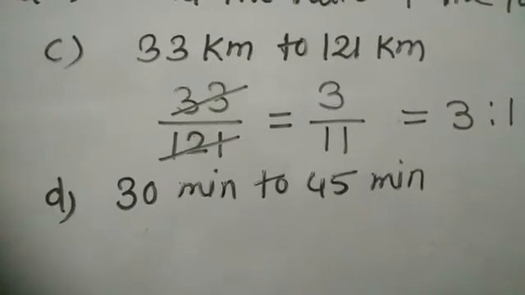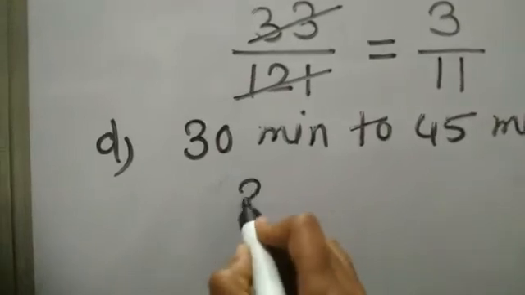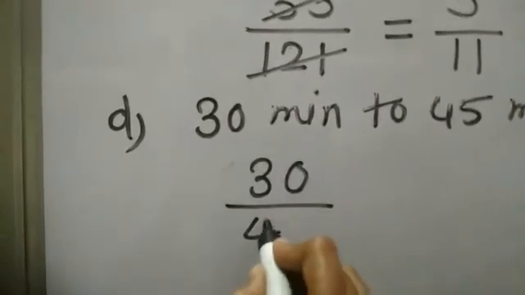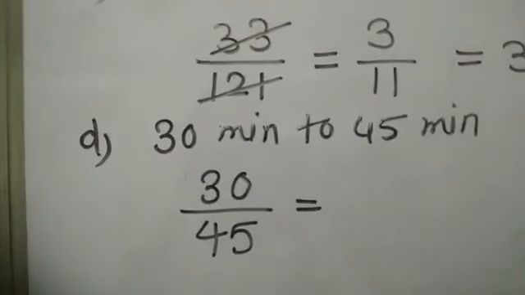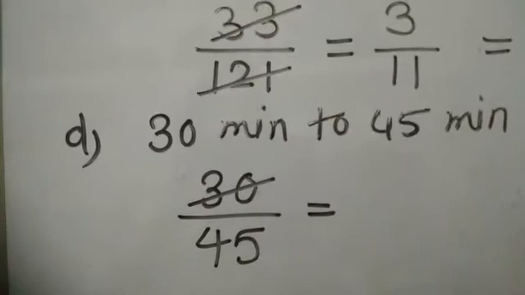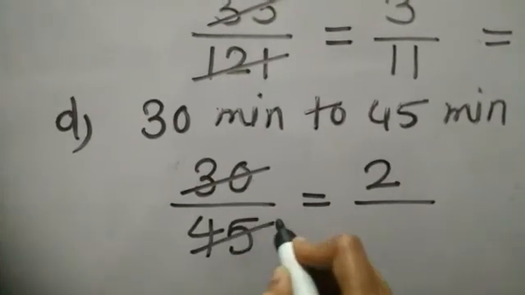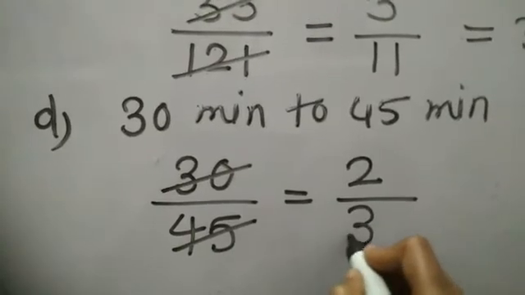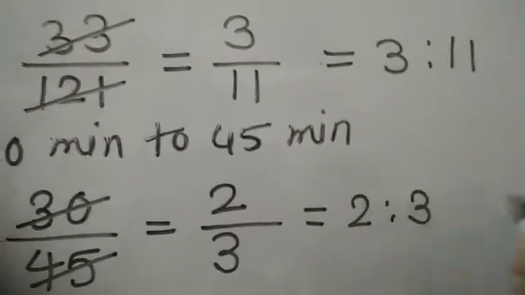Similarly, we can find out the ratio of 30 minutes to 45 minutes. 30:45. Now 30 and 45 both are divisible by the number 15. So let us divide 30 by 15. 15 twos are 30 and 15 threes are 45. Hence the required ratio is 2:3.